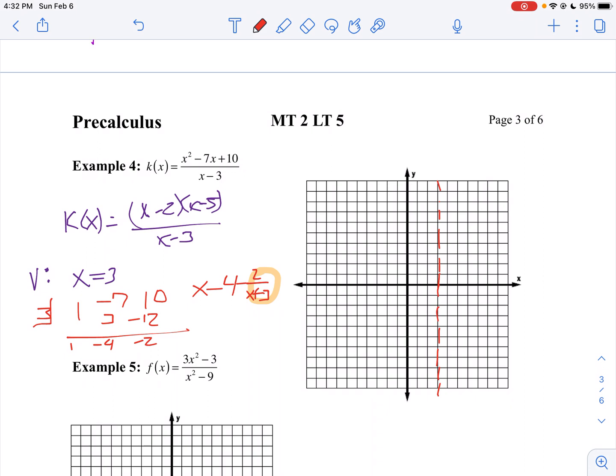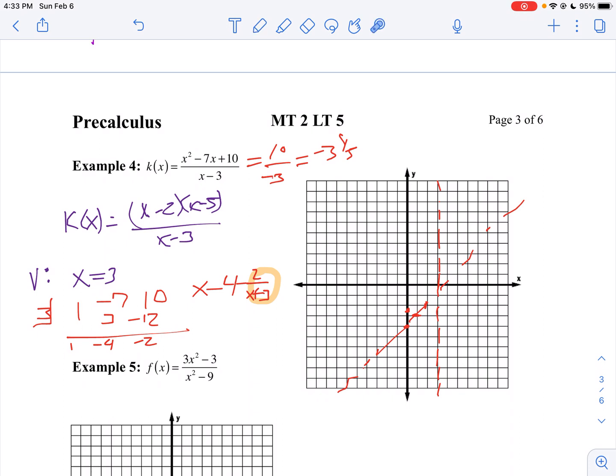So I go down 1, 2, 3, 4, and then I notice my slope is 1. So here is my slant asymptote. Now, can we find our x or y intercepts? My y-intercept occurs when x is 0. So let's put in 0 for x. I get 10 all over negative 3. So that's negative 3 and 1/3, isn't it? So I'm going to go down 1, 2, 3, and 1/3.